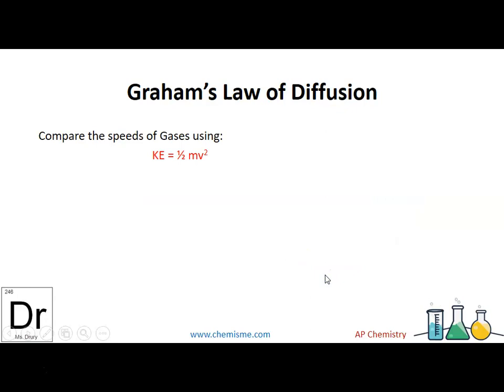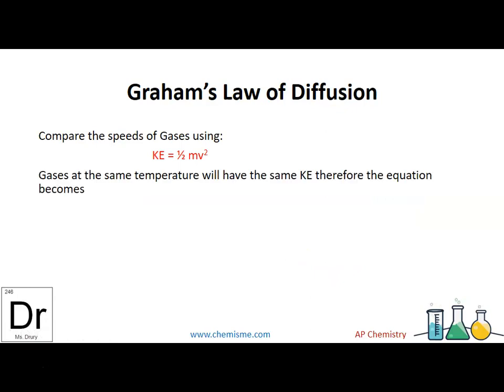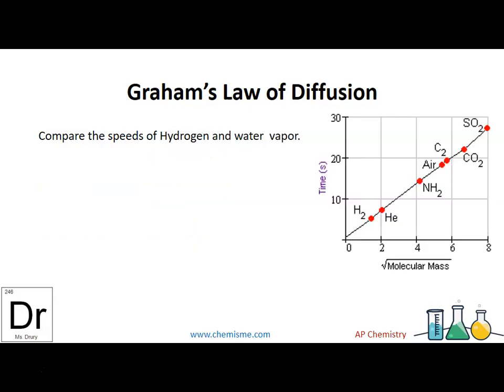We can compare their speeds using the kinetic energy formula that we had seen in the previous video. So gases at the same temperature will have the same kinetic energy, so therefore their formula will become 1/2 mv squared equals 1/2 mv squared, meaning that the kinetic energy of the one particle is the same as the other. And the 1/2 can drop out, so you just have the mass times the velocity squared equals the mass of another substance times its velocity squared. And it creates this idea that they have to be proportional.